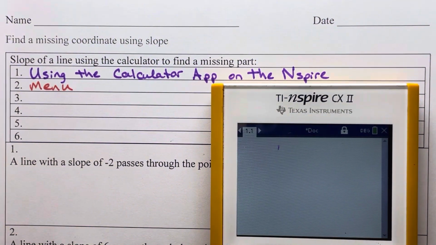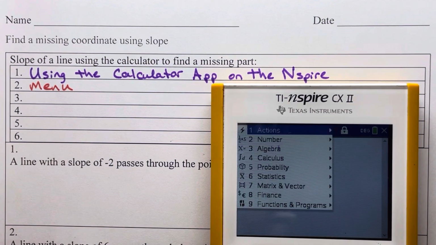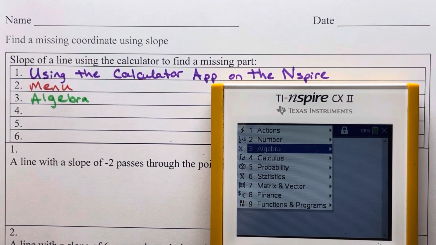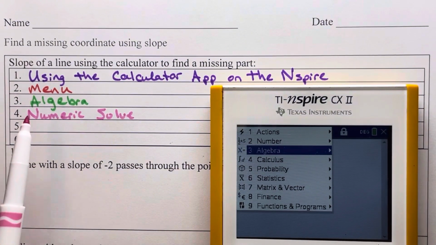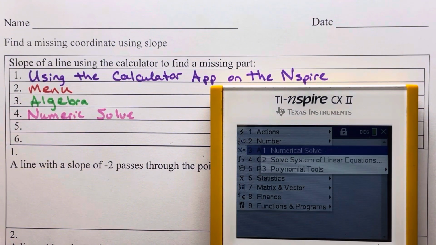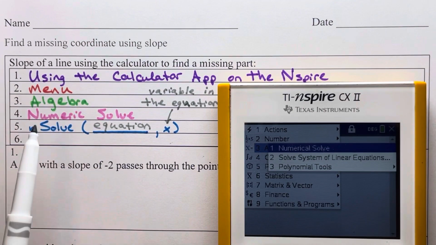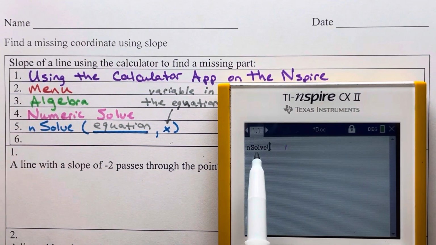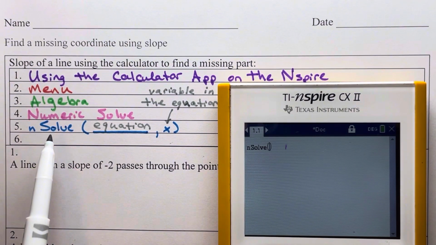Our second step will be to press menu. The third step will be to go to algebra right there. After clicking on algebra, we're going to open numeric solve. So here's algebra, click on that, numerical solve. Now that we've found numeric solve, we're going to click on that, and on our screen shows NSolve.